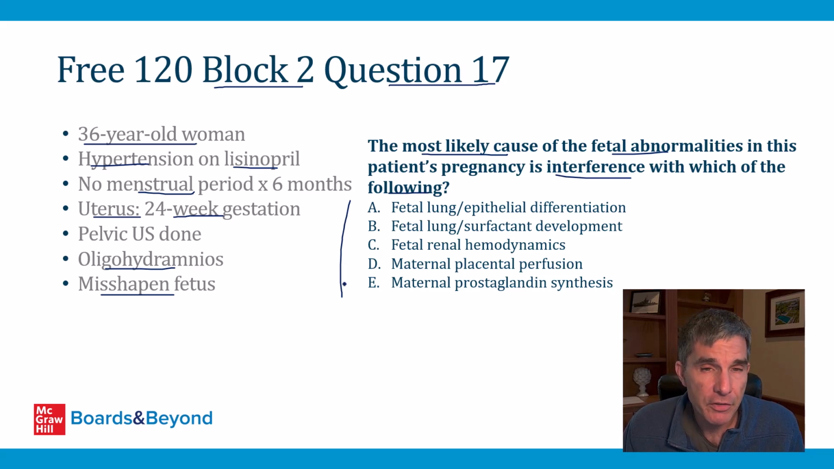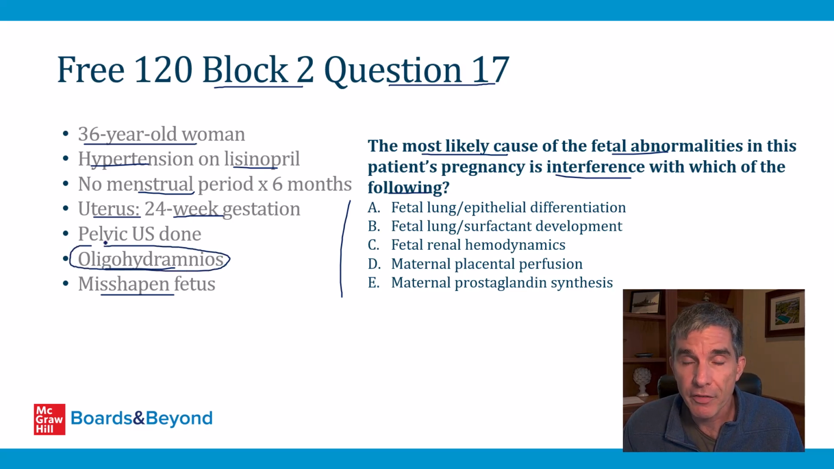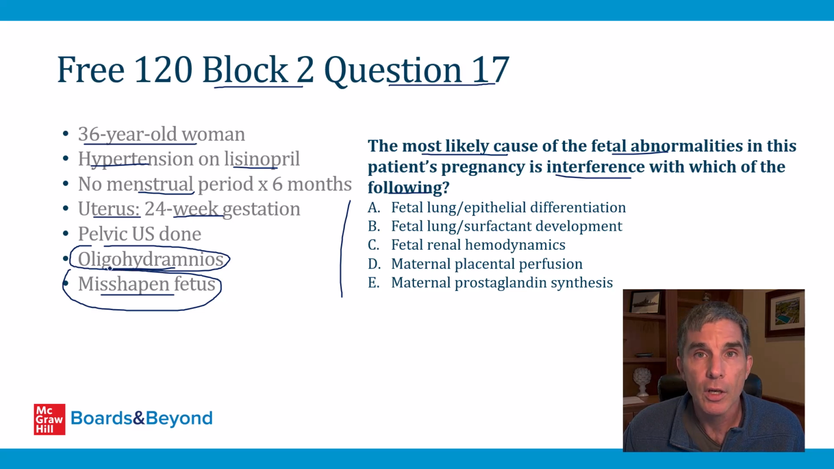Okay, the first step to answering this question is to recognize that this is a pretty classic case of Potter syndrome or Potter sequence. Potter syndrome is a complication of pregnancy when the fetal kidneys aren't normal. The fetal kidneys produce amniotic fluid, so if they're abnormal, there will be oligohydramnios, meaning decreased amniotic fluid. And when there's a low amount of amniotic fluid during pregnancy, pressure forces can affect the development of the baby. So the baby can be misshapen. You can have abnormalities of the face or the limbs.